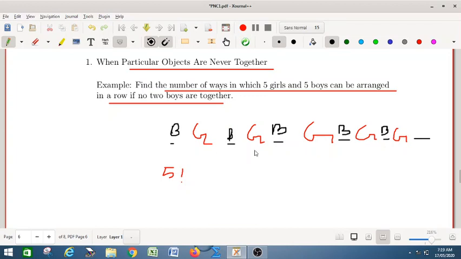Like for example this, or you can put here. So there are 6 places for 5 boys. So what is the number of ways of boys? Boys can be arranged in 6 places, 5 boys is 6P5 ways. So the total number of ways is a multiplication.